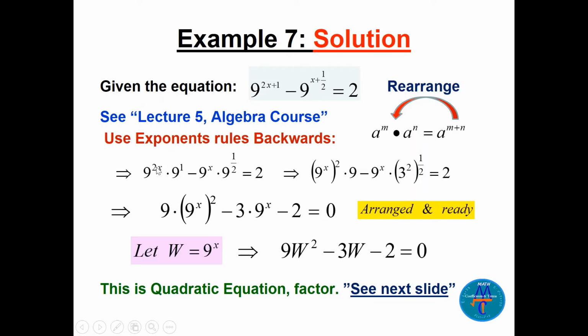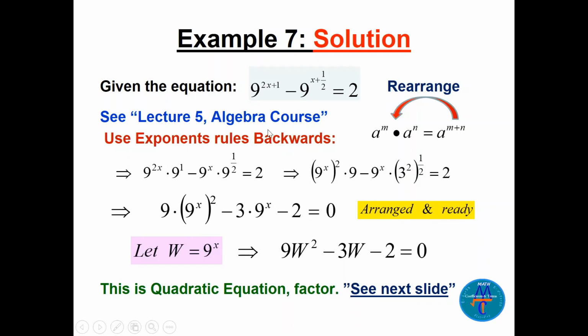Now 9 to the power 2x, I can make 9 to the power x all squared. See, this is also in the power. Times 9. So 9 power 1 is 9. 9 to power x, I leave it. 9 to the power half, we know this one is 3. So that's the square root of 9. So 3 times 9 to the power x here, and 9 times 9 to the power x squared. Bring the 2 on this side. Please make sure you understand this.